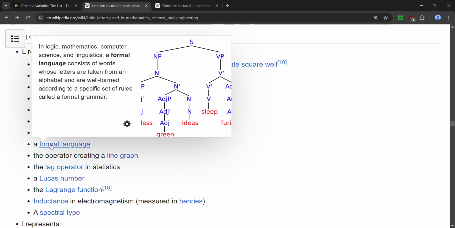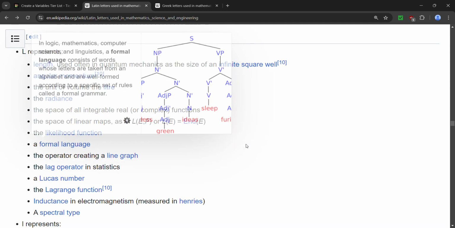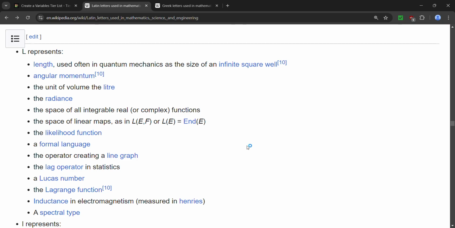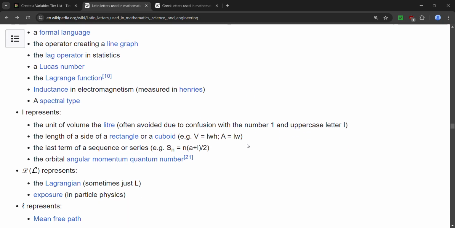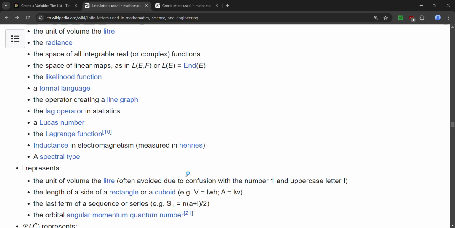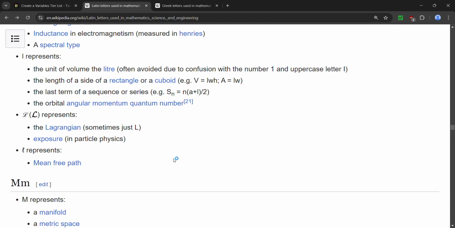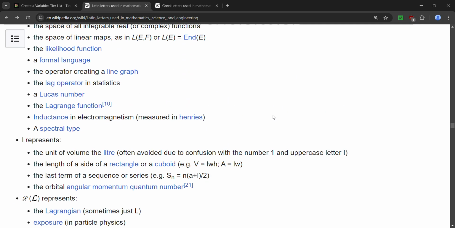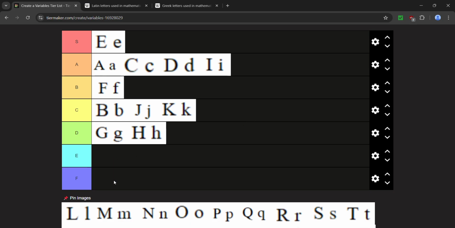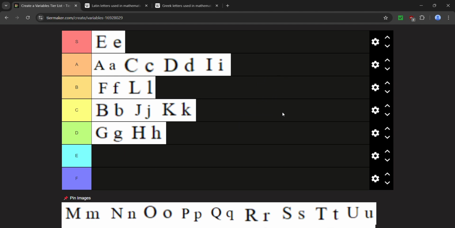A formal language consists of words. What? Okay. Lagrange function, okay. Mainly just length and a couple other things. I mean, it has quantum numbers, the angular momentum quantum number, angular momentum, Lagrangian, mean free path. That's basically just a length though, so I guess I can't really give it any more points for that. That's what, B tier? Yeah, I'll give it B tier.